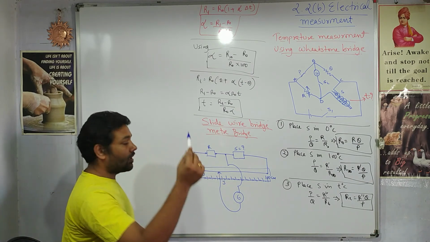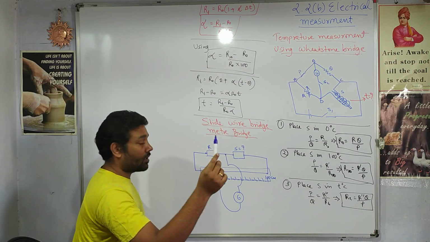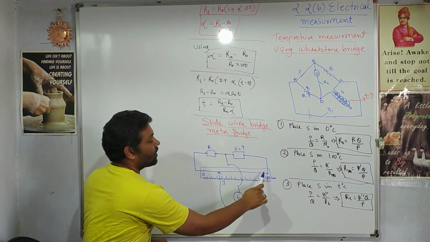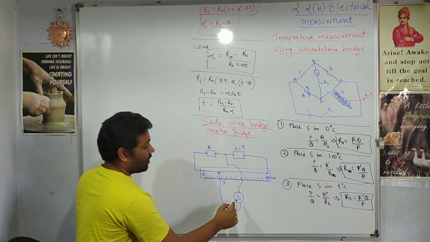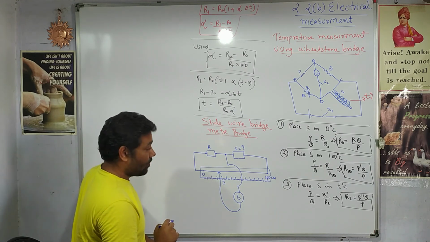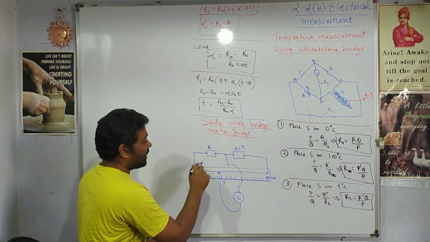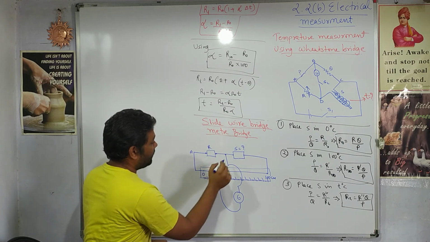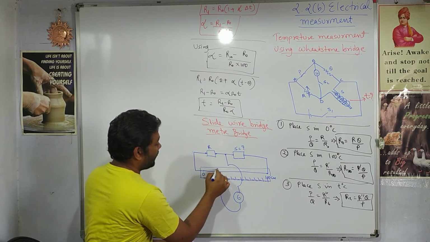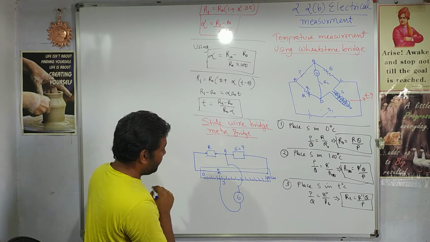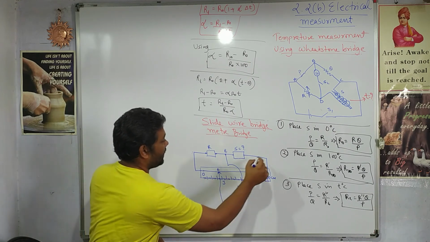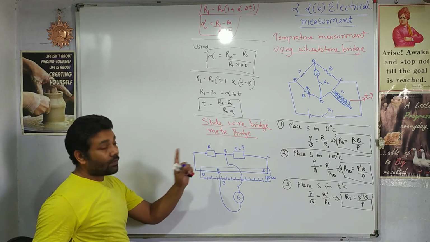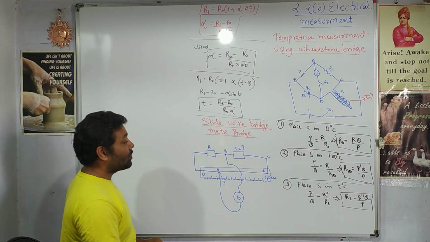What is a jockey? A jockey is a pen-like contact which can slide on this wire. As you slide on this wire, the current will change. If you just see, this resembles a Wheatstone bridge. I draw this as point A, B, and then this point you can name C, and this point D. So this again resembles the Wheatstone bridge principle.